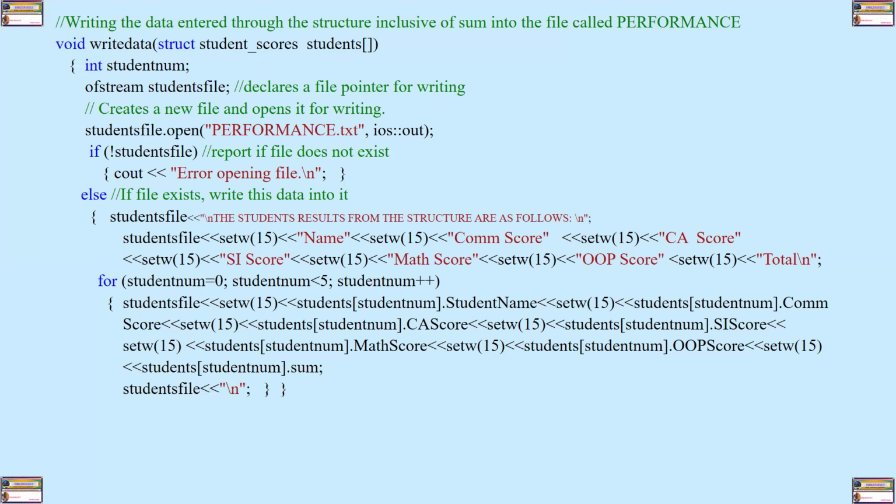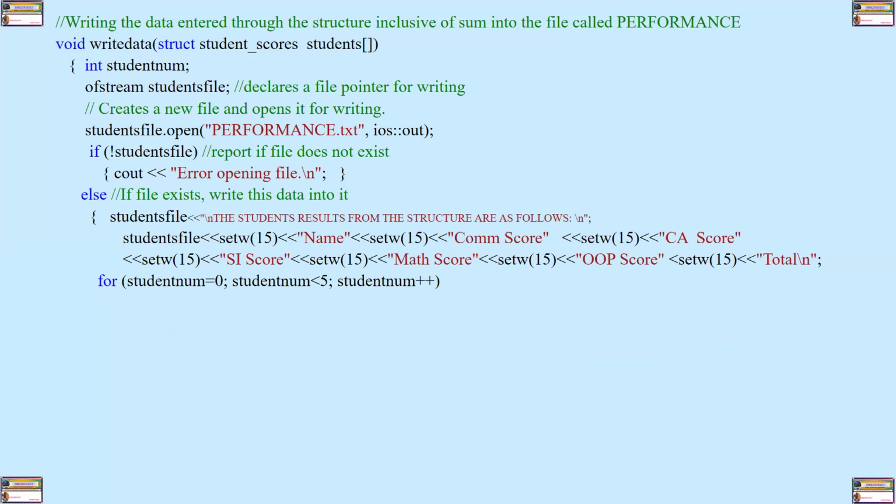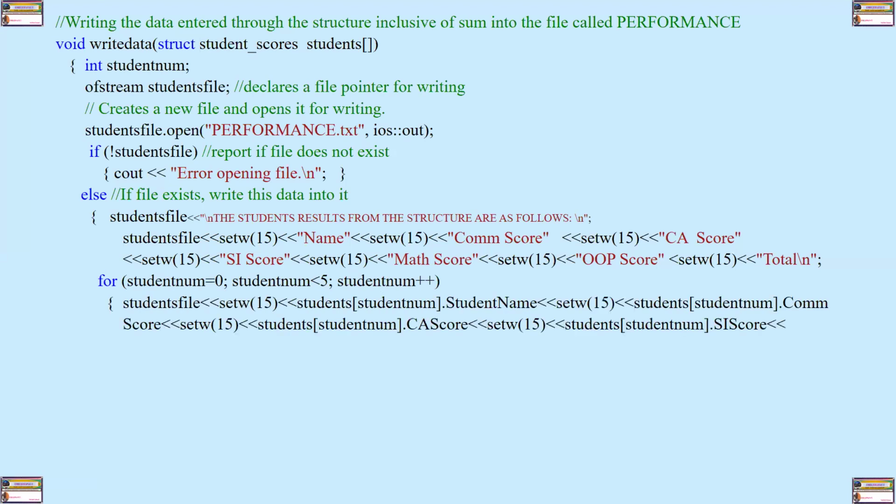From there, it is going to drop one line. And then once this first brace is encountered, it will increment the counter, student num. Remember, initially student num was 0, so it will be incremented by 1. That is 0 plus 1. Then it checks, is 1 less than 5? Yes. So it will now proceed again writing the content from the student structure.